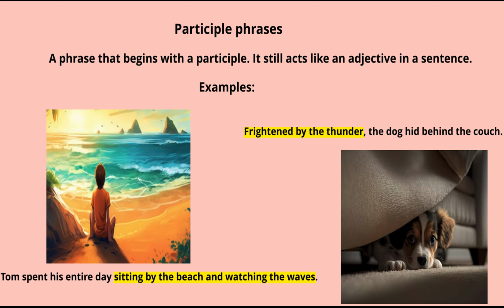In the second image, you can see a dog hiding under the couch. Frightened by the thunder, the dog hid behind the couch. So, here it is describing the dog. So, frightened by the thunder would be the participle phrase. And the participle phrase begins with a participle, and that is frightened, right?